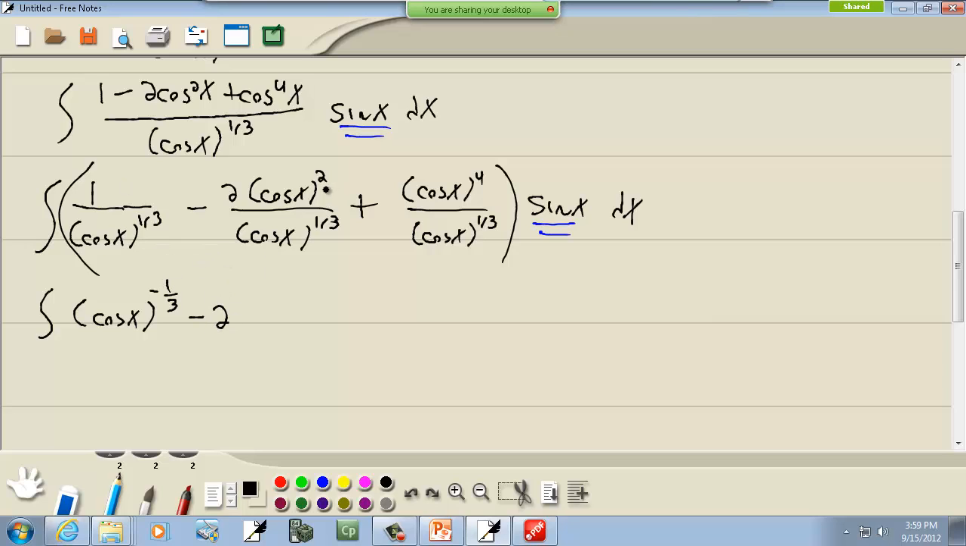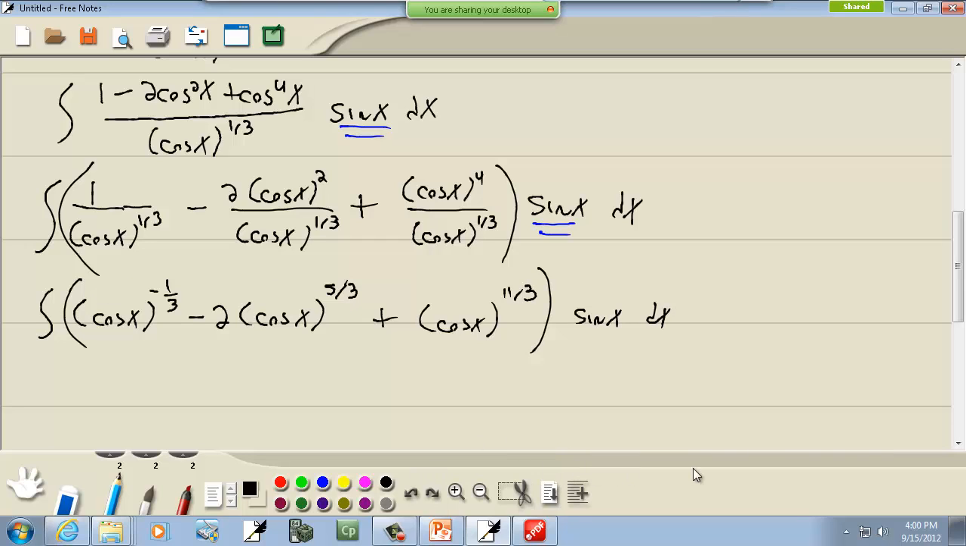Minus 2, and this would be cosine x. And if you got something to a power over something to a power, and they're the same, you subtract the exponents. 2 minus 1/3 gives us 5/3. And plus, and here we're going to have cosine 4 minus 1/3. This is 12/3, so that's 11/3. And then our sine x dx.